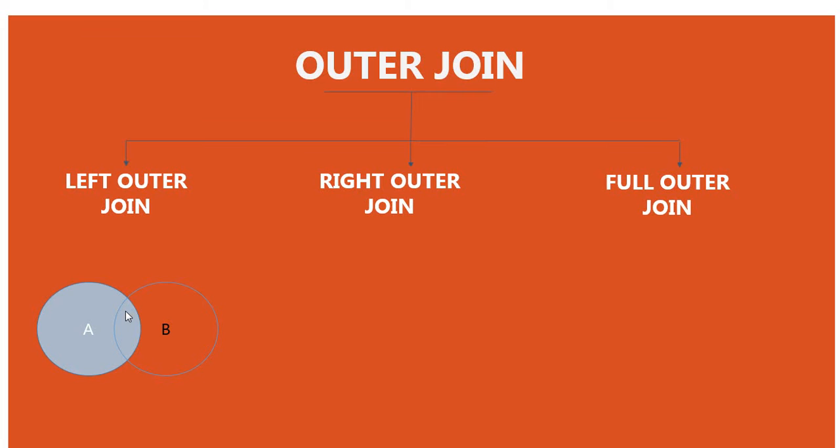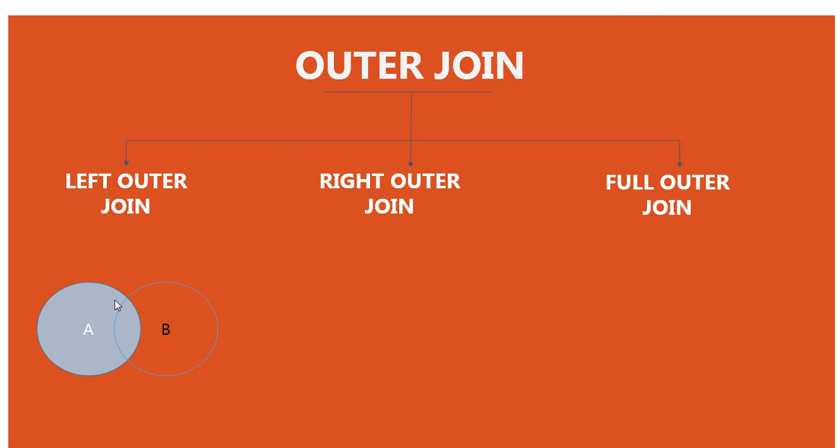In inner join, what we have learned is the intersected area of A and B. In left outer join, the result we get is the intersected area as well as the other area of the left table. That's why it's called left outer join. So, intersected area plus the outer section of the left table. How to implement this, I will show you.